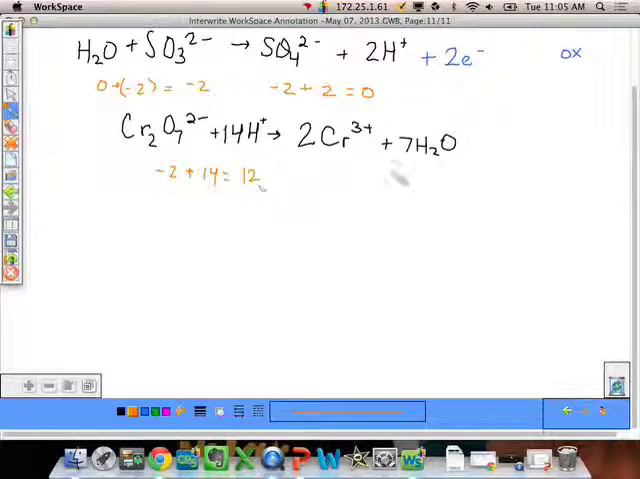12, absolutely. And my other side, I have 2 times a +3, so I have 6 plus 0 because water is 0. So I get a +6 on my product side. What side do I add my electrons to? Reactants, yes. How many? Yep, 6 electrons, so that it's a -6, exactly. So 6 electrons get added to that side.